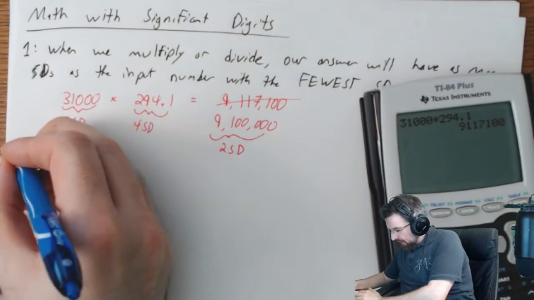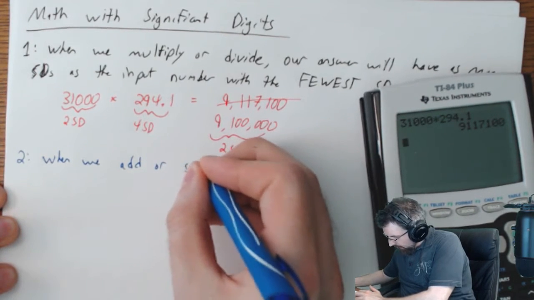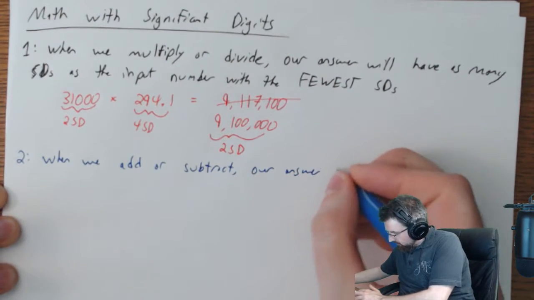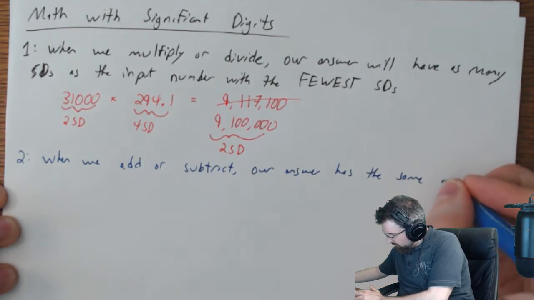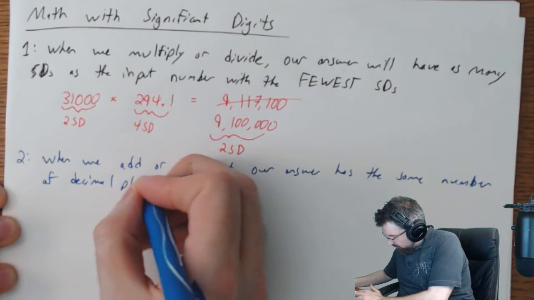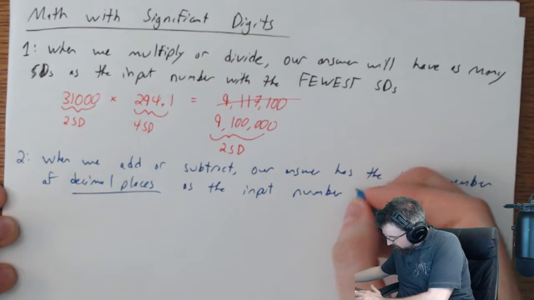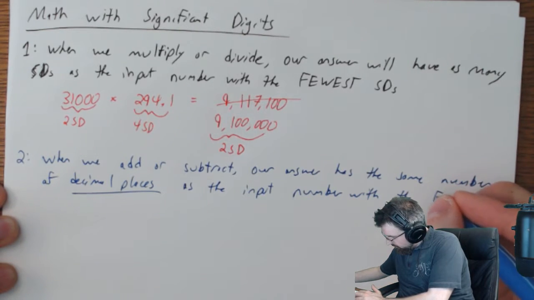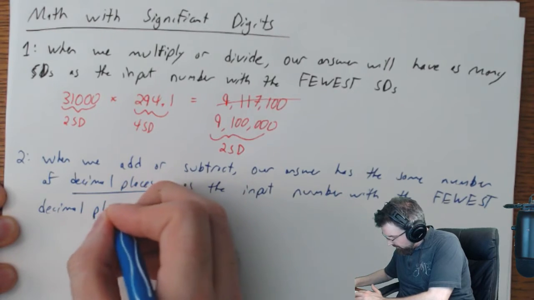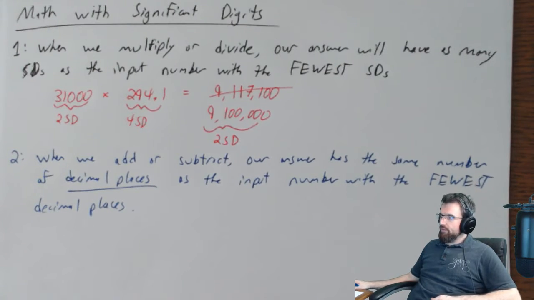Our second rule for math with significant digits is that when we add or subtract, our answer has the same number of decimal places as the input number with the fewest decimal places.